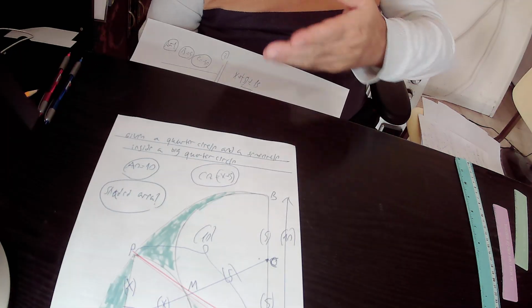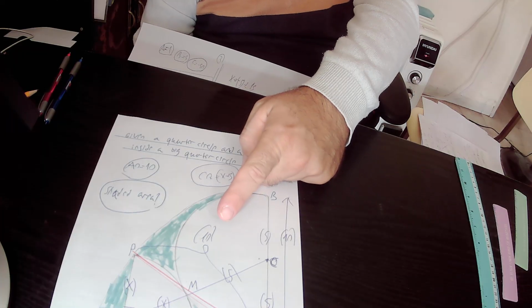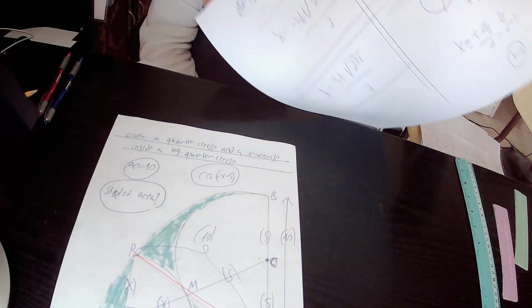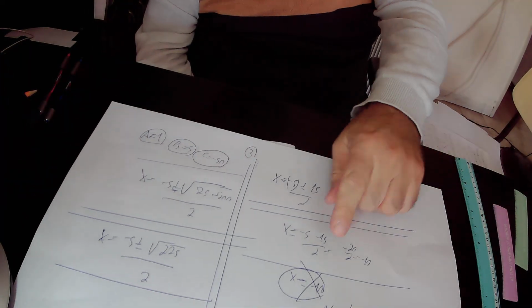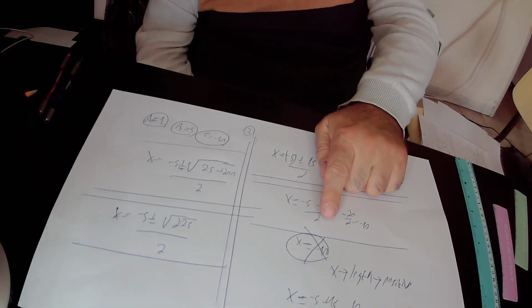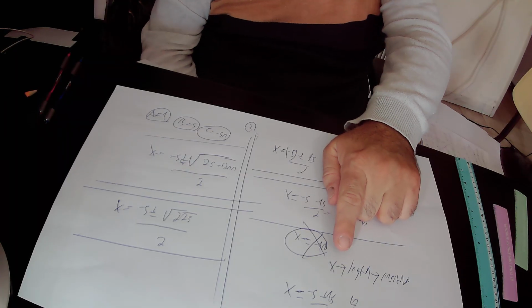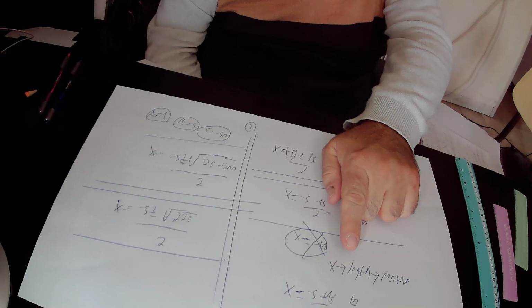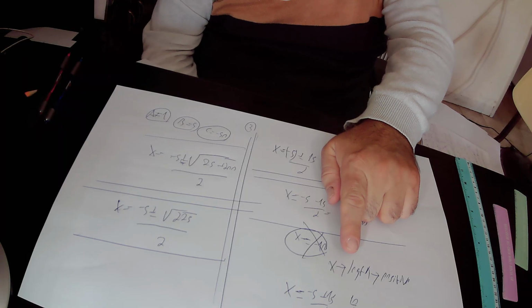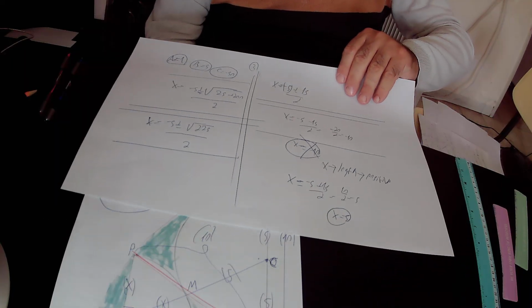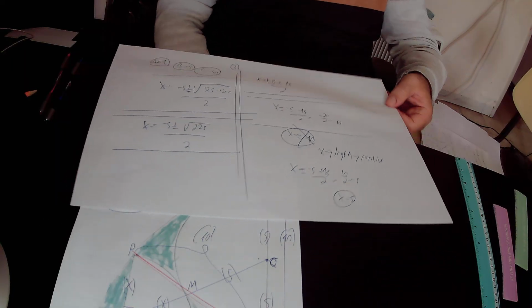X is the radius of this small quarter circle, therefore it must be a positive number. X can never be equal to minus 10, so we cancel that solution. And we have to keep the second solution for x, that x equals minus 5 plus 15 over 2. Minus 5 plus 15 is 10, and 10 over 2 is 5. So we found that x equals 5 units in length.